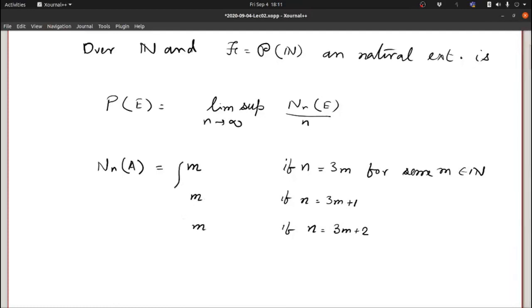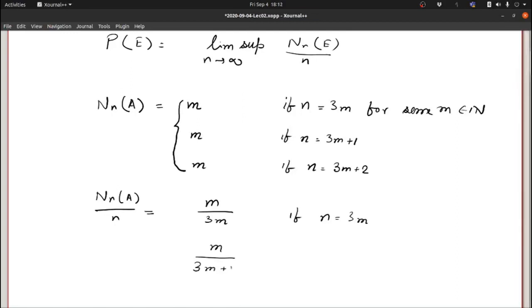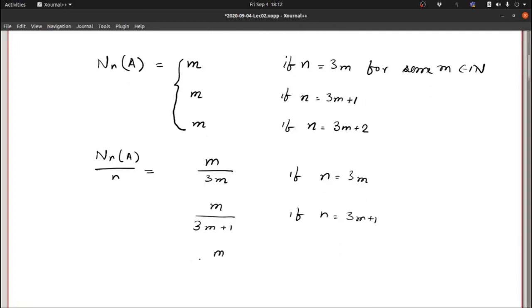So in all the cases it is basically m, except when it turns out to be 3m plus 3, which is actually going to become this one with 3m plus 1, so then I will have m plus 1 numbers which are divisible by 3. So naturally the ratio N_A divided by n turns out to be m by 3m if n is of the form 3m. It turns out to be m by 3m plus 1 if n is of the form 3m plus 1, and it turns out to be m by 3m plus 2 if n is of the form 3m plus 2.